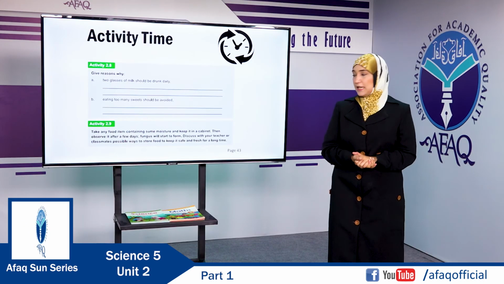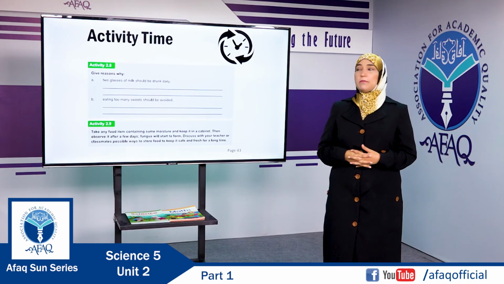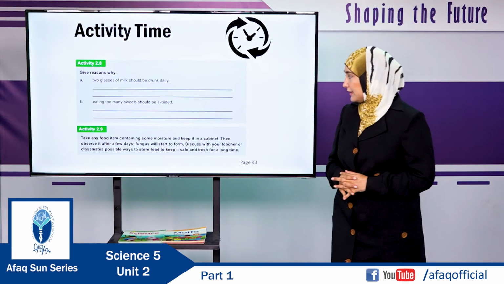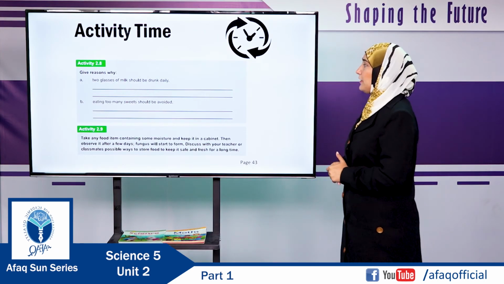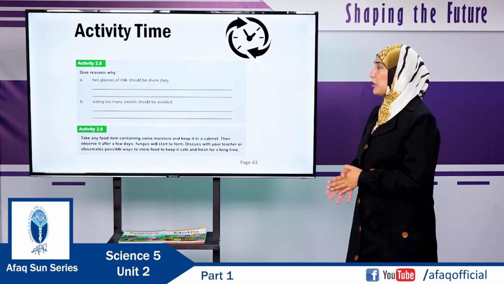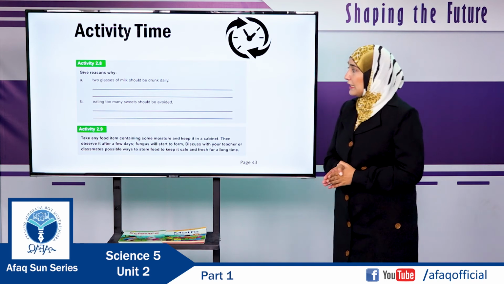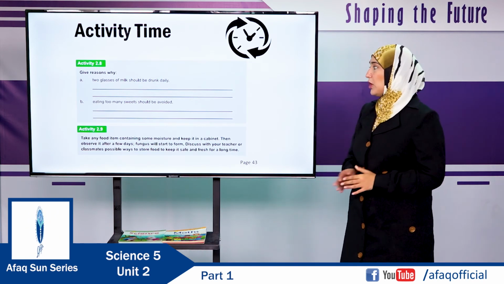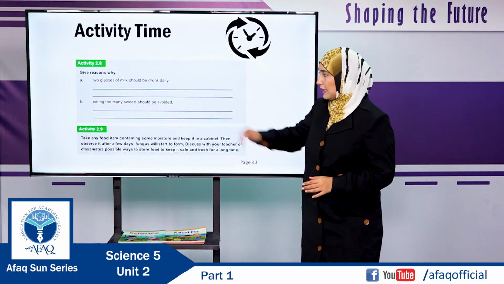Now it's activity time. Open your book, page number 43. Here 2 activities are given. The first activity is you have to give reasons why 2 glasses of milk should be drunk daily and eating too many sweets should be avoided. You have to give the reasons for these statements.